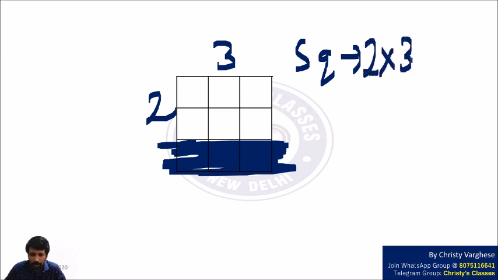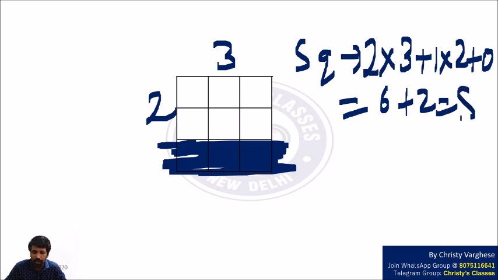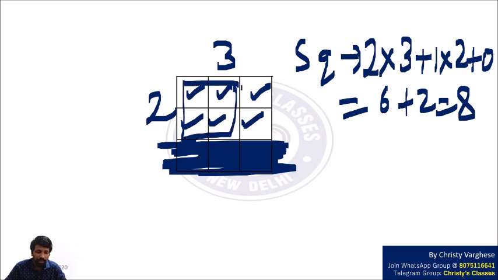Square number, if you want, 2 into 3 plus 1 into 2 plus 0 into 1, because the next value will be 0. So you can stop there. So 6 plus 2, 8 squares will be there. Yeah, manually if you count also, 1, 2, 3, 4, 5, 6, then 7, 8. 8 squares are there.